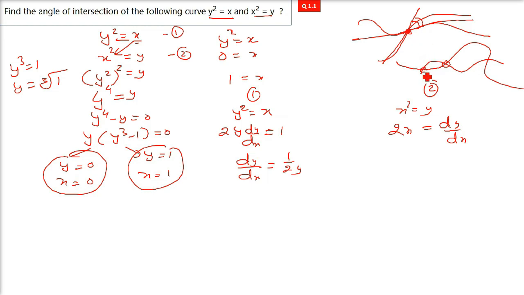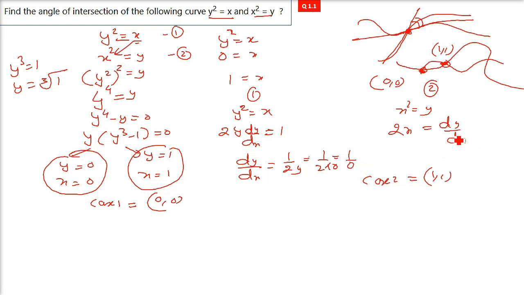So first is at the first location (0, 0). What will be the slope of the first tangent and the second tangent? So this is case 1, we will take (0, 0). This is case 2, we'll take (1, 1). So in case 1 we will put x and y as 0, 0. So what will be dy by dx? 1 by 2 into 0, that is 1 by 0. That is infinite. And slope infinite means we are talking about a line which is parallel to the y-axis.